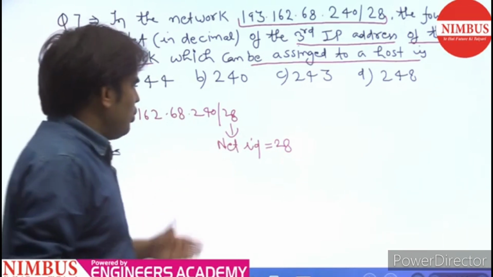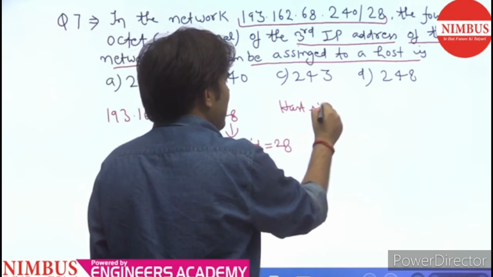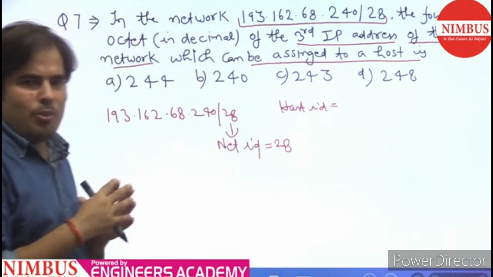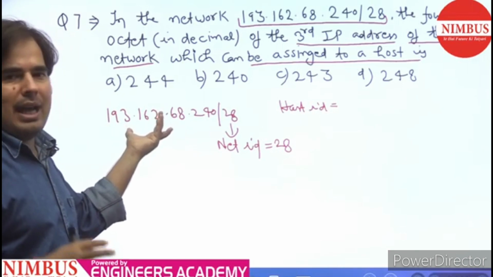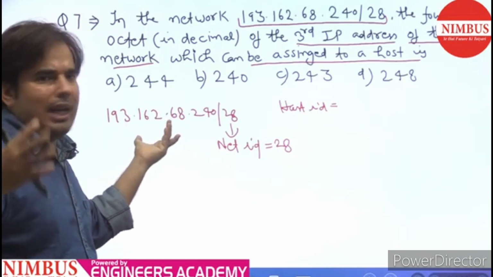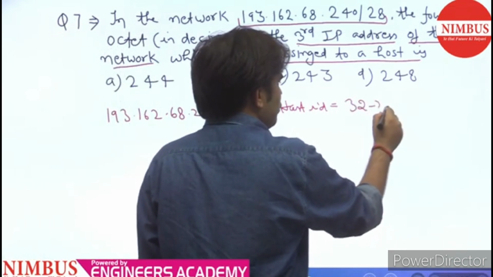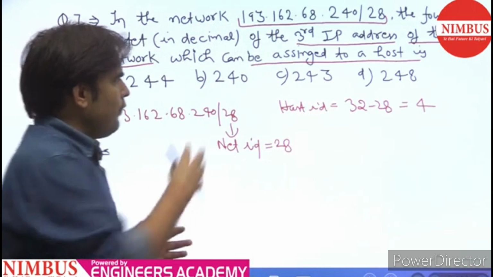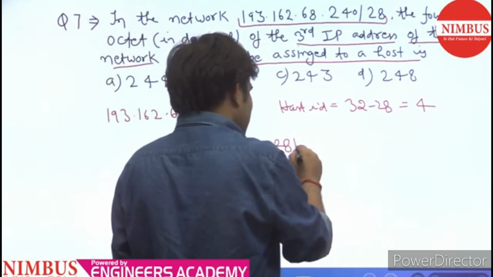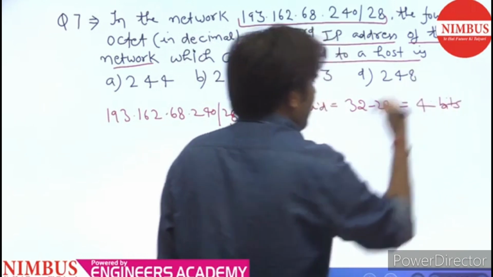So how can you calculate the host ID? Very simple. The total IP address is how many bits long? 32 bits long, because we have 4 octets and every octet contains 8 bits. So 32 minus 28, you will get 4 host ID bits, okay. These are the net ID bits and these are the host ID bits.